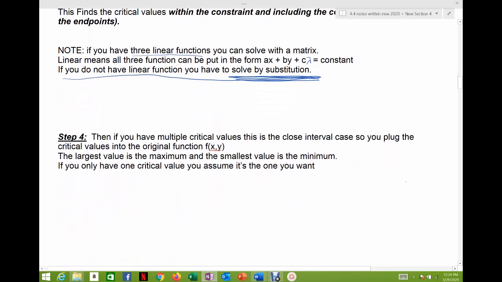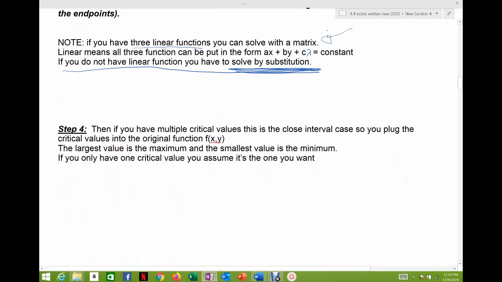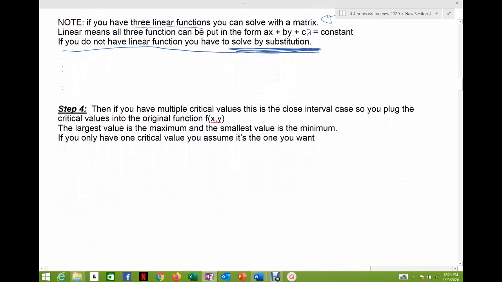Once you've solved, again, most of ours will be solved with a matrix, then the critical values that you found are critical values that are within my constraint. And if there's more than one, we plug those values back into the original. The biggest number that comes out is my maximum. The smallest number that comes out is my minimum, just like the extreme value theorem for the one variable case. If you only get one, and most of ours will, when it's the linear case, it's the one critical value case, we assume it's the one we're looking for.